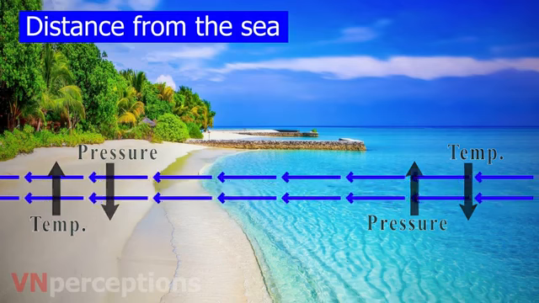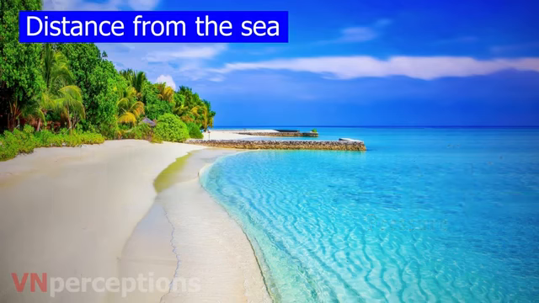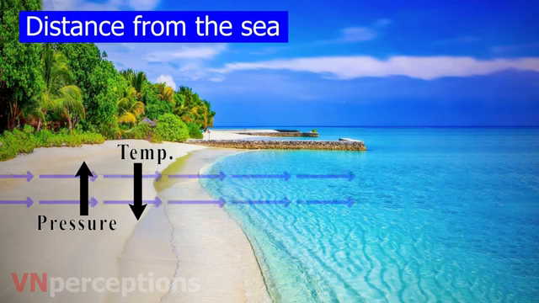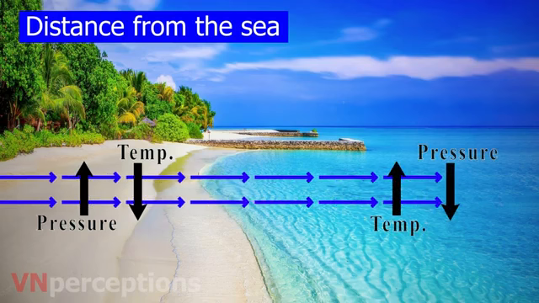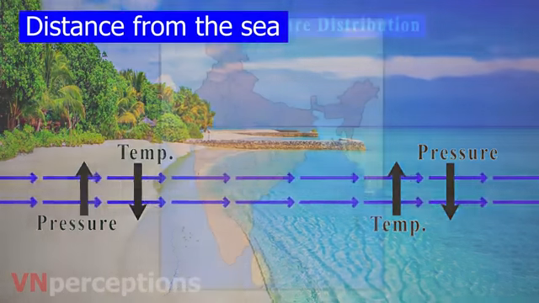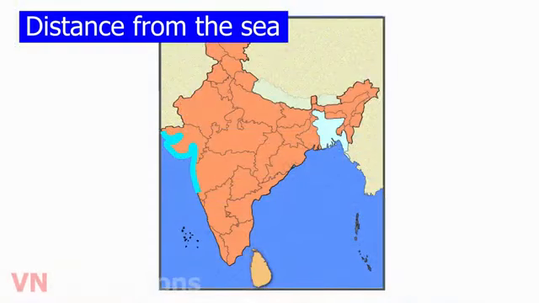During the night time, the land cools faster. So the land is cooler than the sea. So temperature is low, pressure is high, and wind moves from land towards sea during night. And this has a moderating influence on temperature in the coastal areas.